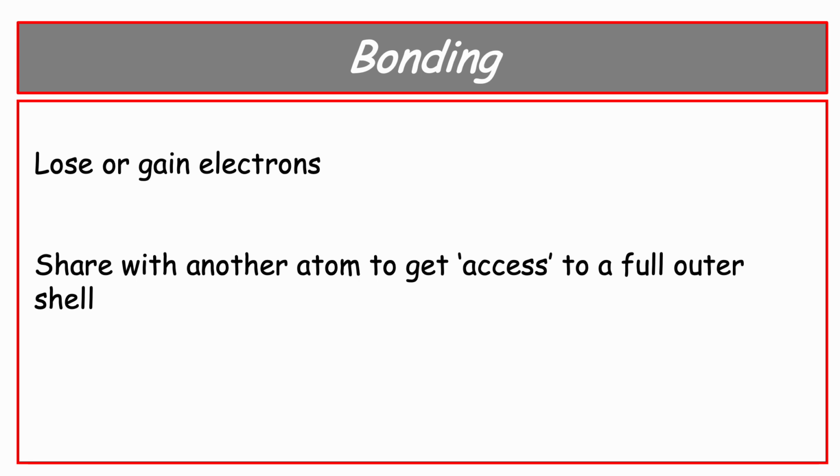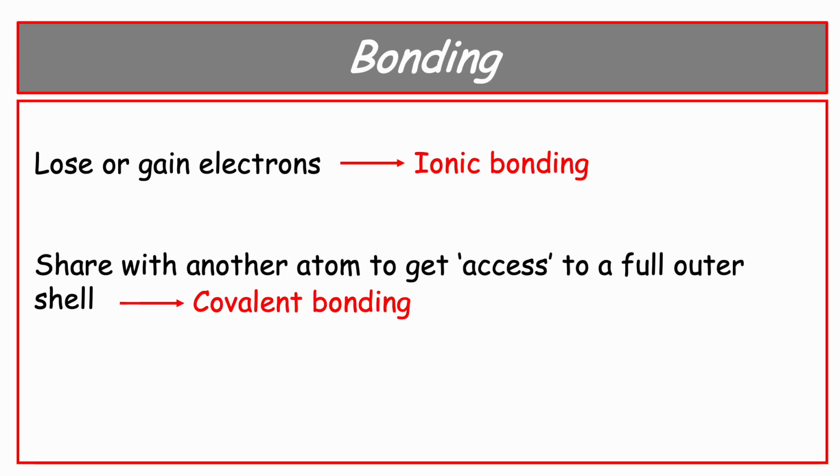So far we've looked at ions forming by losing or gaining electrons, and we've looked at them forming electrostatic attractions with oppositely charged ions to form an ionic bond. What we haven't considered is the idea that the atoms could also share electrons with another atom in order to get a full outer shell and have that stable arrangement. And this is what gives rise to our covalent bonding. So you need to be really clear between the differences between an ionic bond and a covalent bond.